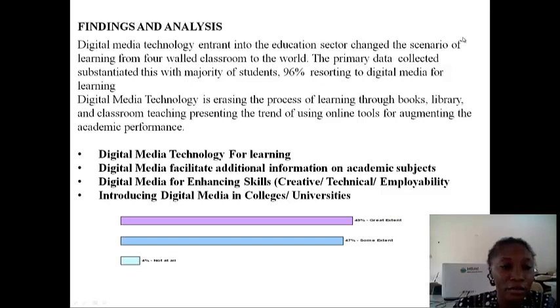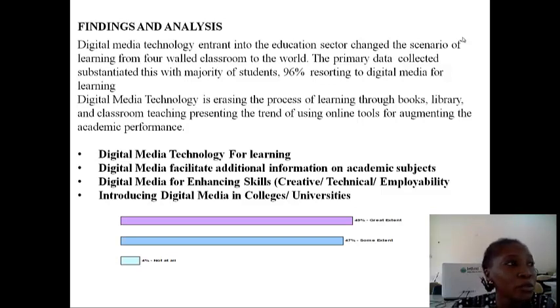Then this graph now, this is a finding that is the result of research that was made in universities, among university students. Intermediate technology's entrance into the education sector changed the scenario of learning from the four-wall classroom to the world. The primary data collected sustained this, with the majority of students resorting to digital media for learning. That is, digital media taking over the learning process, as against just sitting down in the classroom and learning.